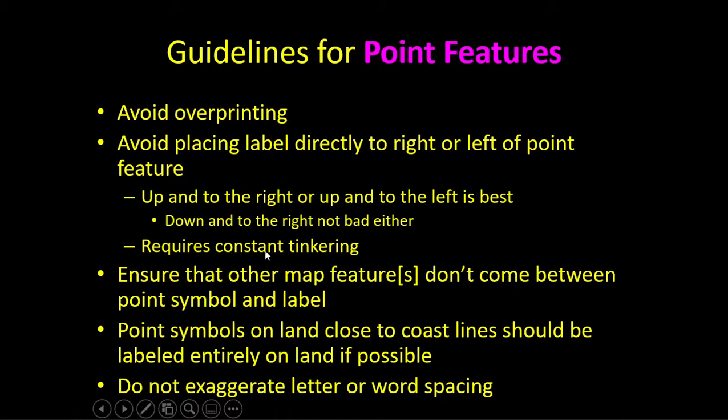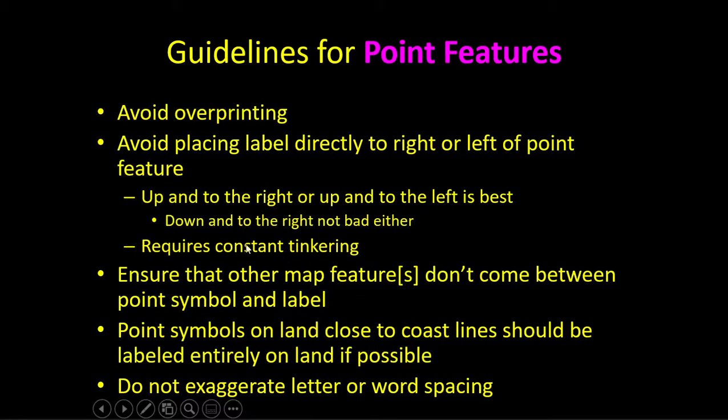I think this looks better here, actually. Maybe for one particular case, up and to the left is better. But no matter what, you want to make sure that things are separated so logically you know that a particular label and text is associated with a particular map feature, with a particular point on the map. Similarly, we want to make sure that other map features don't come between the point symbol and the label. For example, we don't want to have a bunch of roads come in between a point and its label.